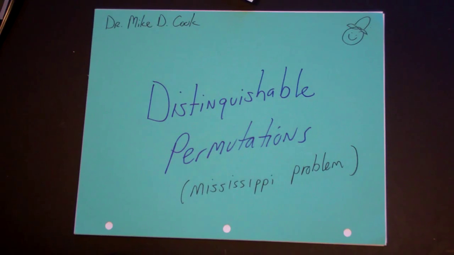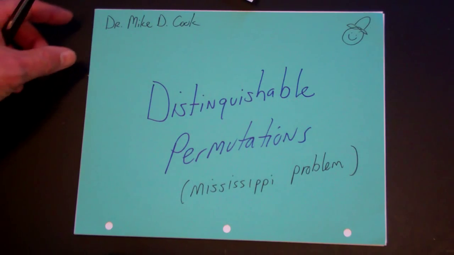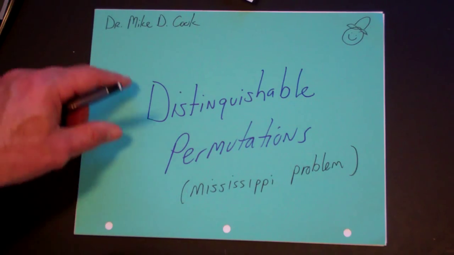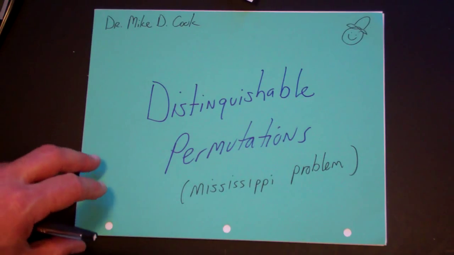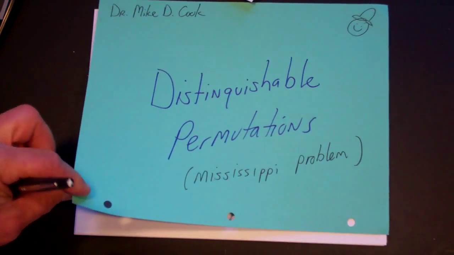In this video, we're going to look at ways of counting the number of distinguishable permutations. I often call this the Mississippi problem because that's a really good illustration of this problem that's easy to remember. Let's start with an example. How many different ways can you rearrange these letters?